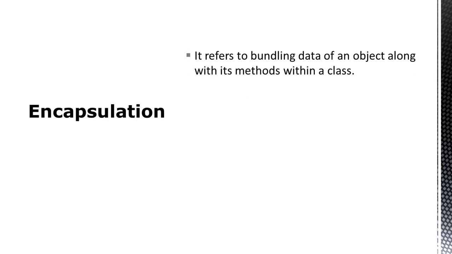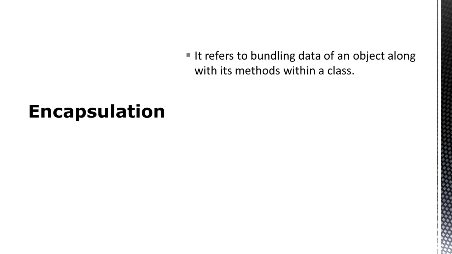Encapsulation basically refers to bundling the data of an object, that is attributes, along with its methods, that is behaviors, in a class. So you can also define it as the process of defining a class. Abstraction identifies important attributes and behaviors, and encapsulation bundles them together in a class. Encapsulation provides us a mechanism with the help of which objects can interact with each other.